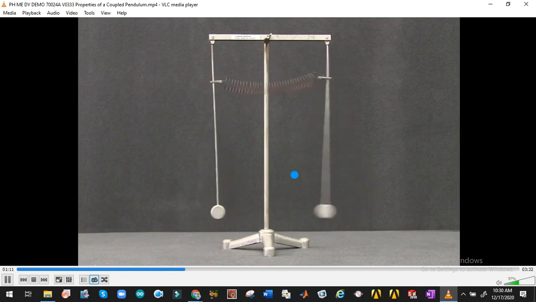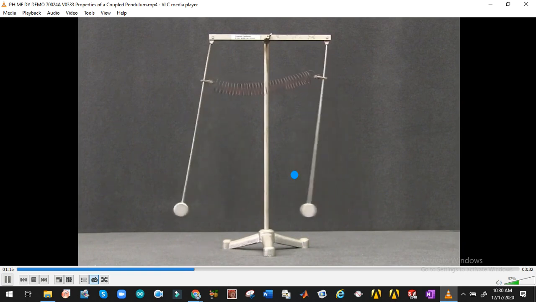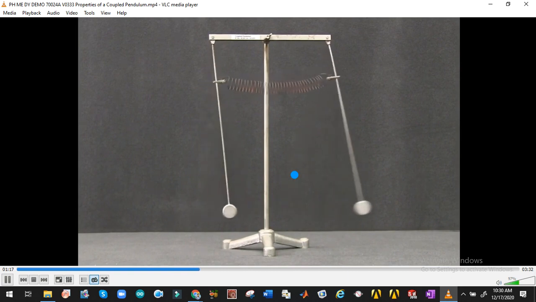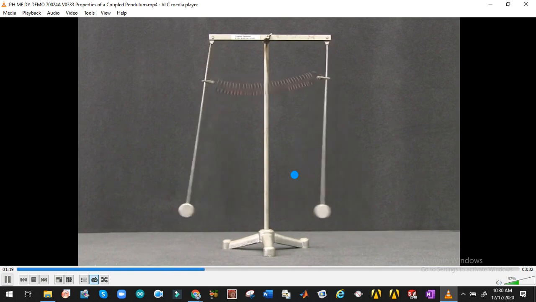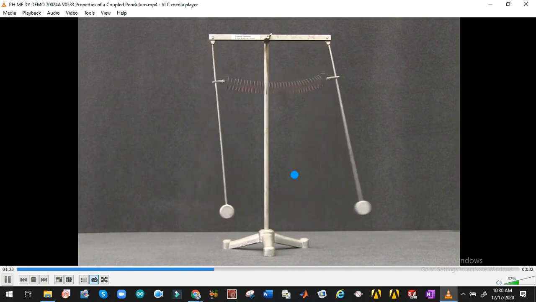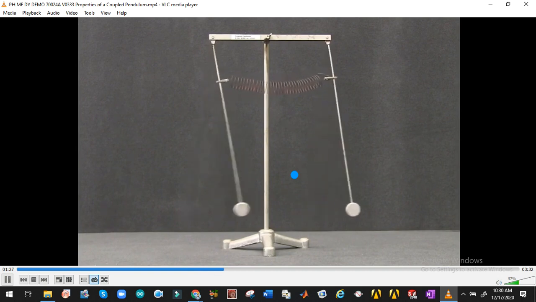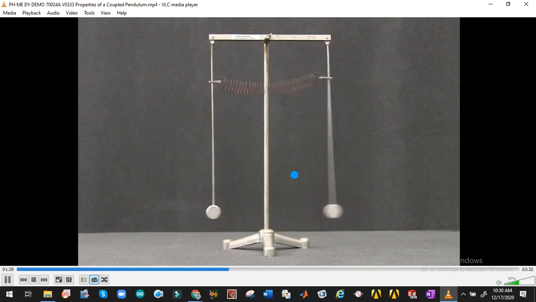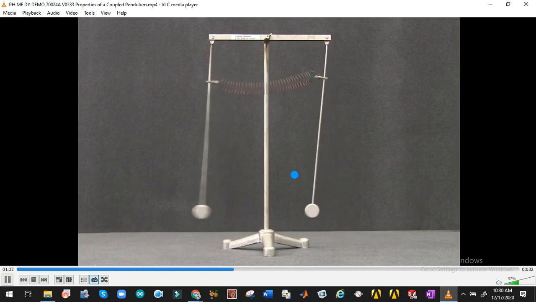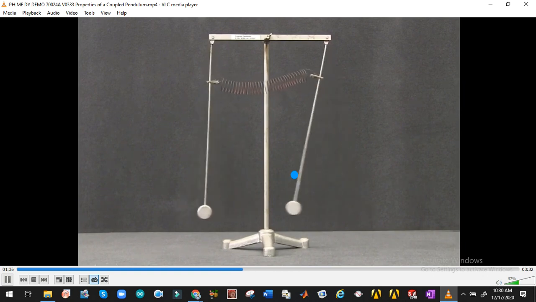In fact, if you look really closely, you should notice that from time to time, one of the pendulums will stop moving while the other one is moving, and then they'll swap over, the other one stopping while the first one is moving. The reason for this is the conservation of energy principle. The total energy of this system should stay the same, but the energy is passing from one pendulum to the other through the spring.